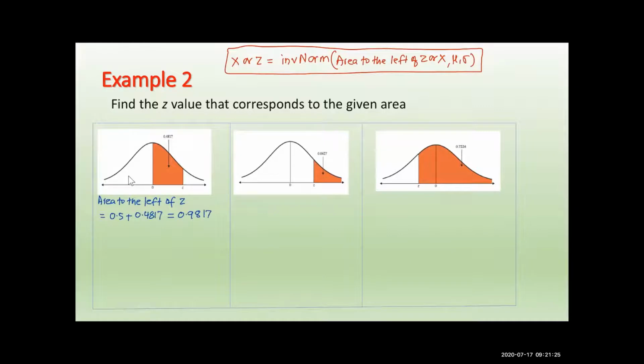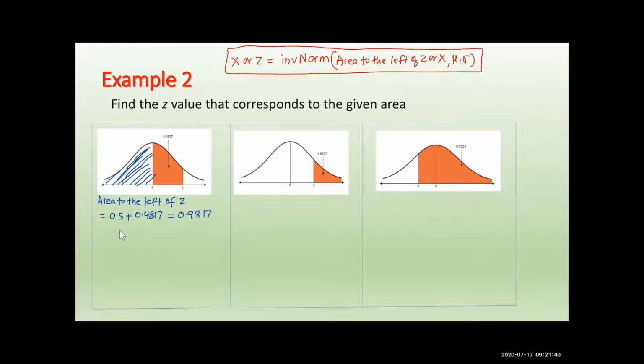So this area in red color, plus this area here, is equal to 0.9817. I added this area, which is half of 1, so 0.5. So I have the entire area to the left of z, because I need the area to the left of z in order to find that z-score. That's why we need the total area on the left.